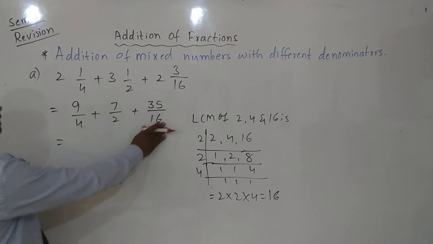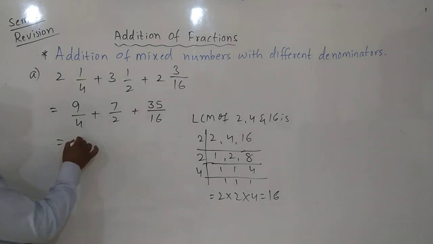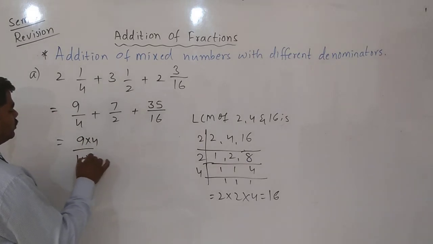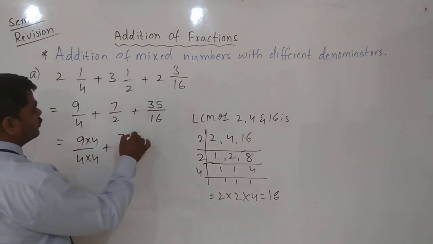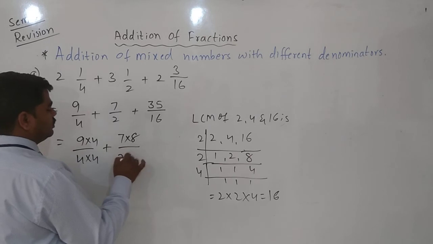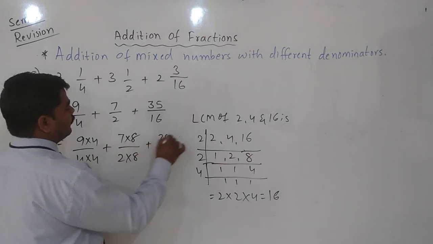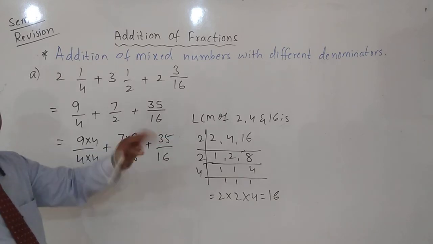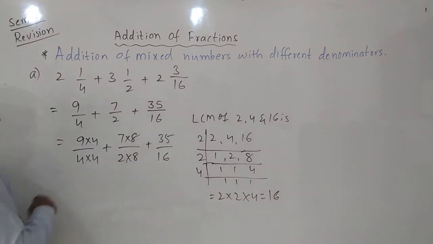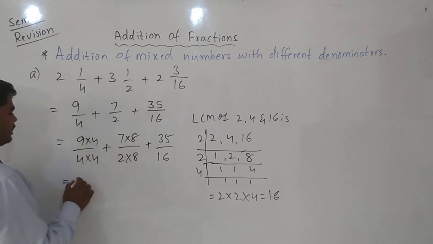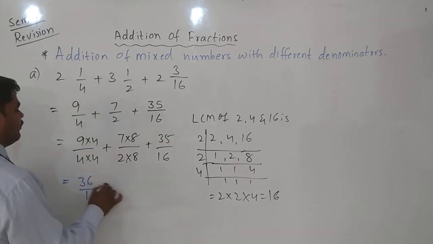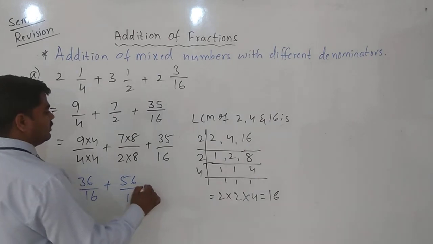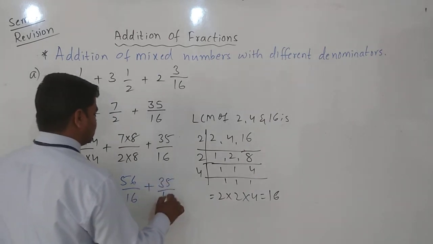Then you should get all denominators as 16. 9 into 4, 7 into 8, and 35 by 16 is already 16, so we just leave it. Now write this: 9 4s are 36 by 16 plus 7 8s are 56 by 16 plus 35 by 16.